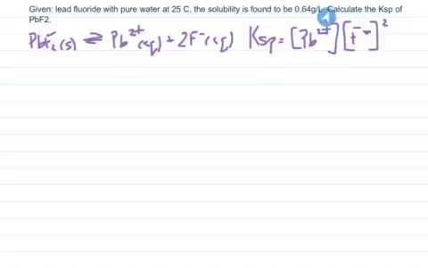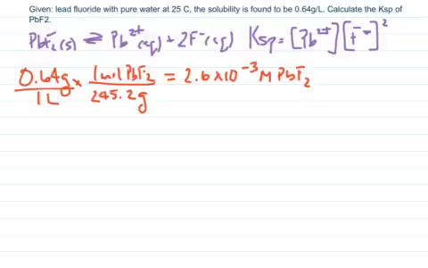So my Ksp is my lead and my fluoride ion. And don't forget that 2 from the coefficient now becomes a subscript. Now I'm going to convert the solubility to molar solubility. So after I do the equation, pretty much I need to take the grams, get into moles. I'm already at 1 liter. I get 2.6 times 10 to the minus 3 molarity of lead fluoride. Alright, so next thing I need to do is find the molarities of the ions.